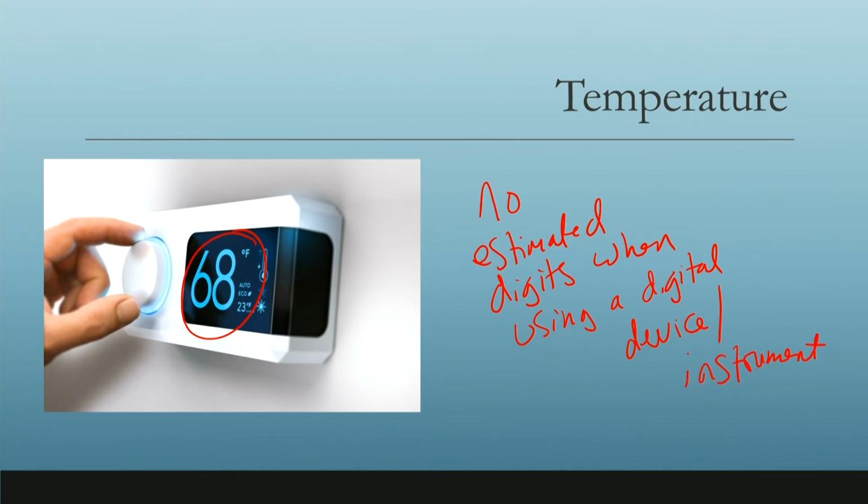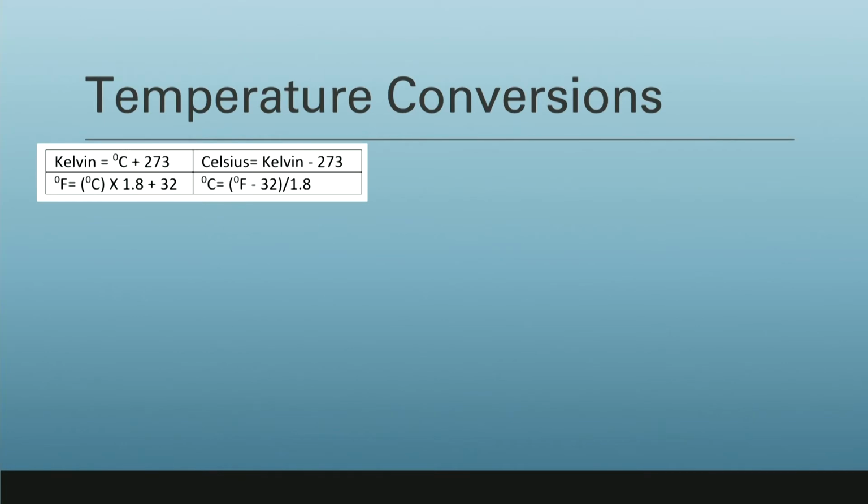So our thermometer temperature here is 68 degrees Fahrenheit. So that has a total of 2 sig figs. When we're talking about temperature, we have to talk about conversions. So we have to talk between Fahrenheit and Celsius and Kelvin. I'm not going to cover it in this live stream, but it will be coming up in a future live stream.